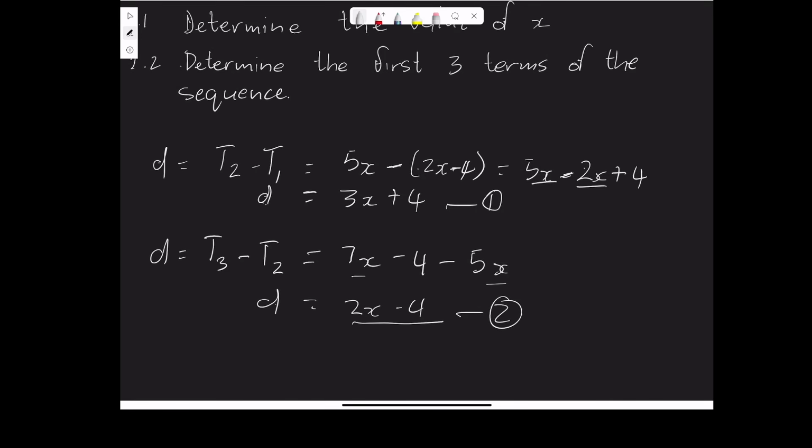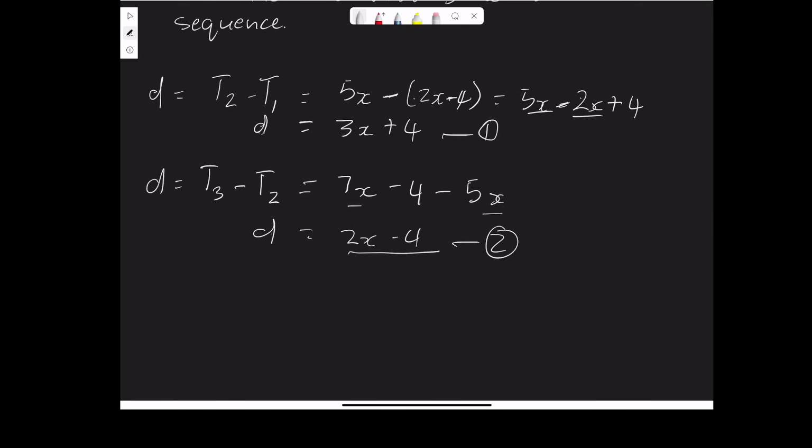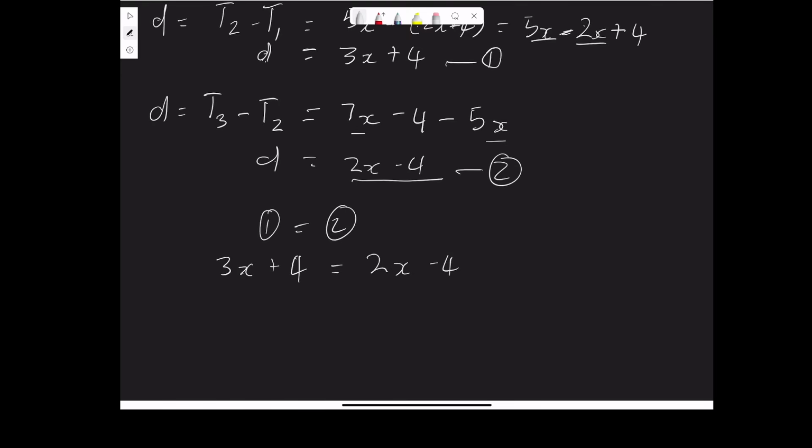These are exactly, they represent the same thing. So what can we say? It means that equation 1 is actually equal to equation 2, right? So we're going to say, well, it means that 3x plus 4 must therefore be equal to 2x minus 4. So let's try and solve that quickly so that we get the value of x.